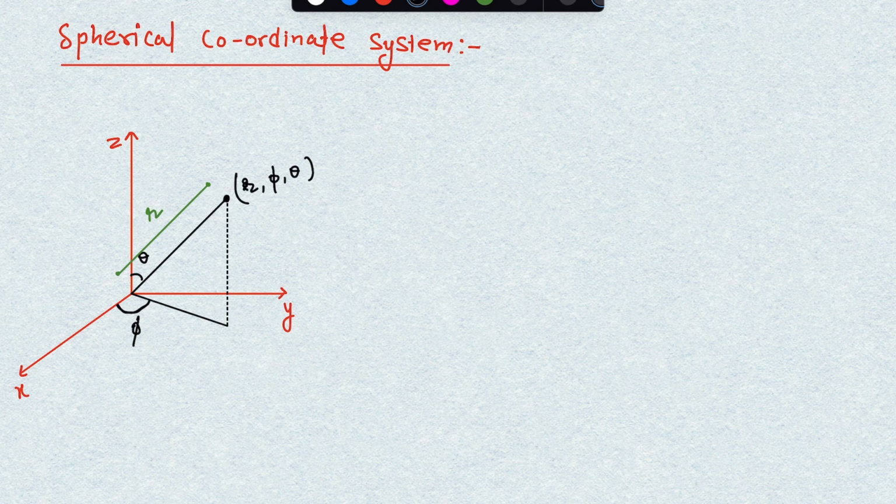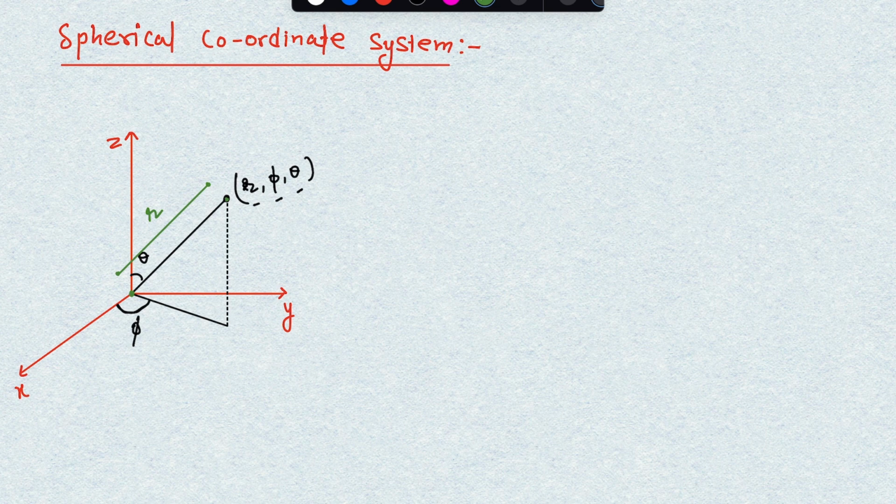Now what happens in the spherical coordinate system is that instead of using x, y, z, we use three different coordinates: r, phi and theta. With the help of these three coordinates we will be able to identify any point in this space, and that point will have its unique spherical coordinates. So what is r? Let us suppose we take a reference point. So r is the distance of that point from this reference point.